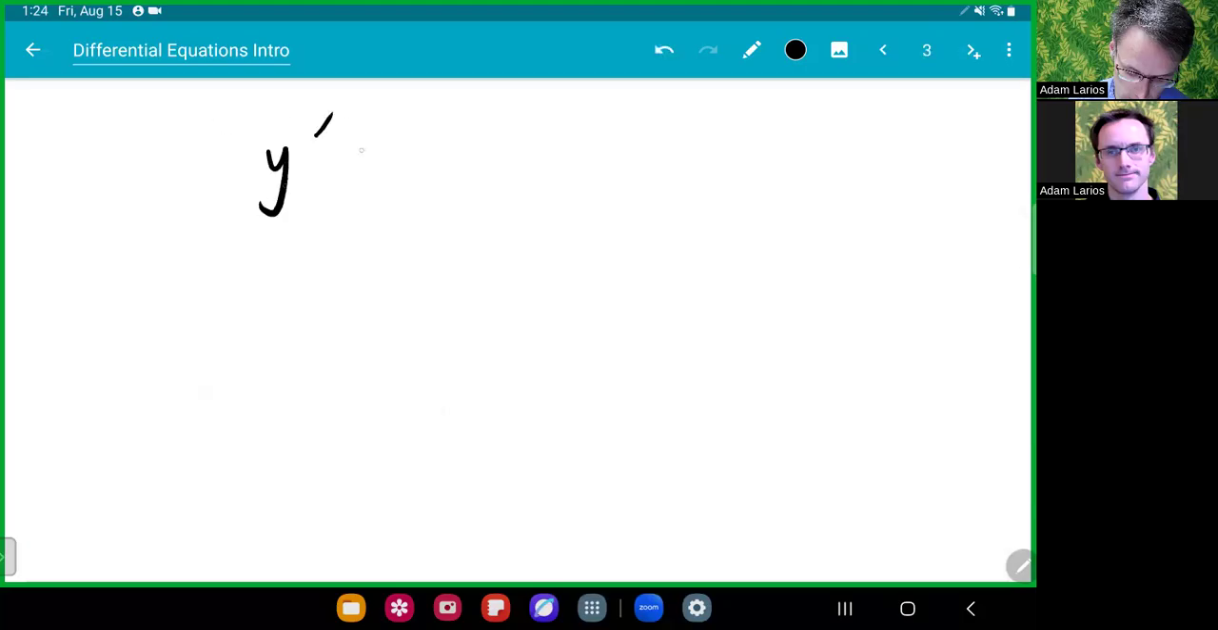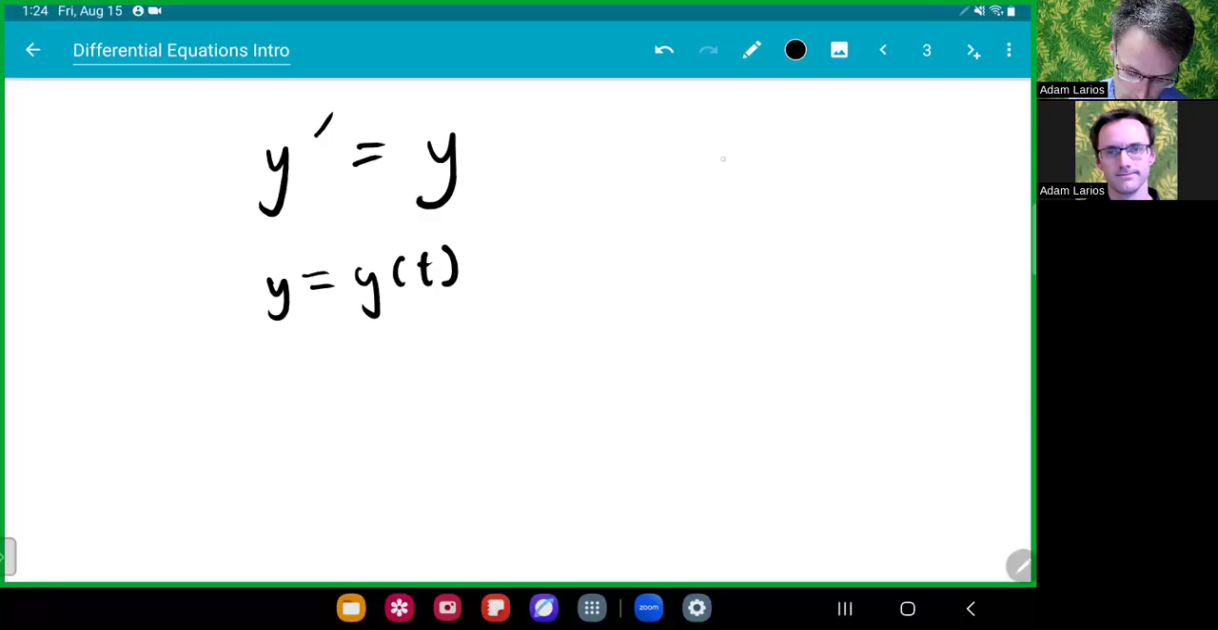For instance, something like y prime is equal to y. And probably many of you know a solution to this right off the top of your heads. If nothing's coming to mind, that's okay. But what this means is that we're looking for a function, again, a function y. It could be y of t, y of x. The problem doesn't really indicate what the independent variable is, but we're looking for a function. That is, the solution to this equation will be some type of function.